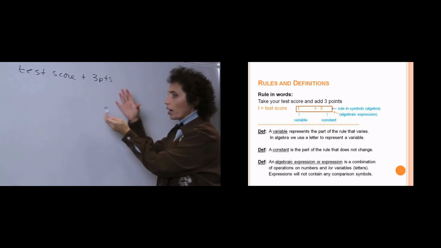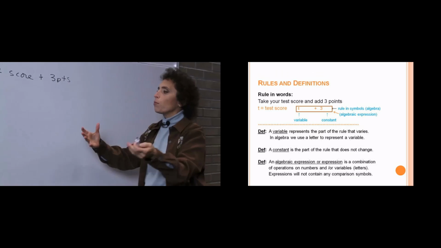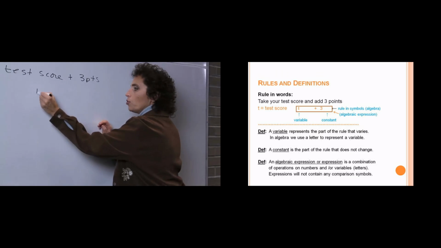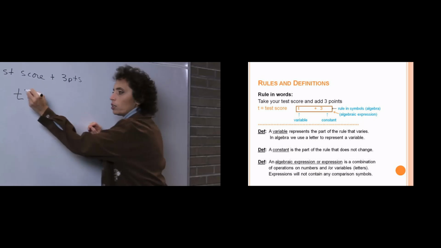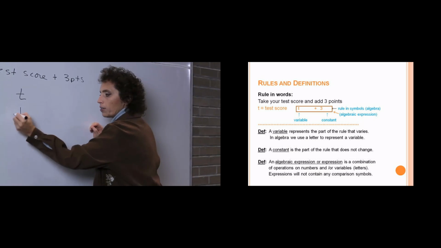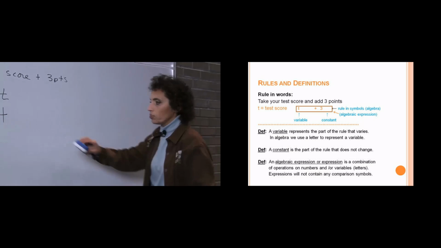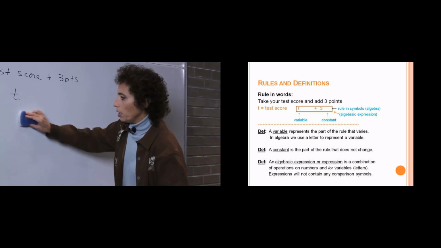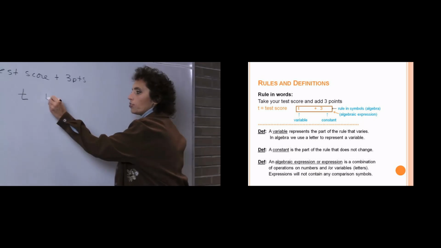Well, we don't like to write a whole lot of things, mathematicians, so we like to put variables in there. So we're going to use a T for test score. I'm going to make a T with a little line here instead of just making a T like that, because that'll look like a plus sign. So I stay away from those T's. Okay? And I have test score plus 3.